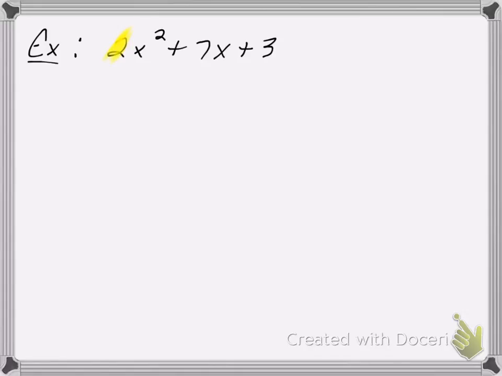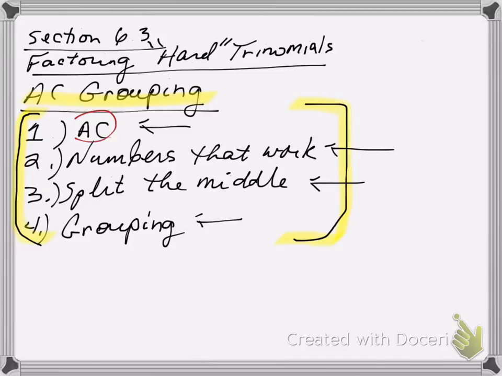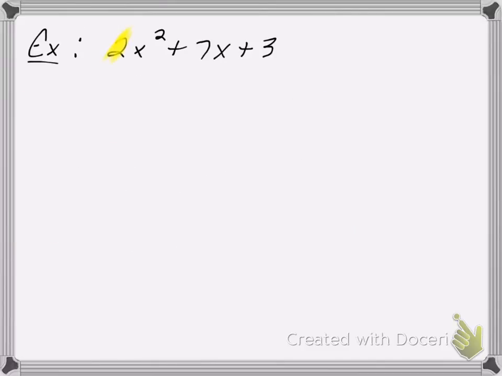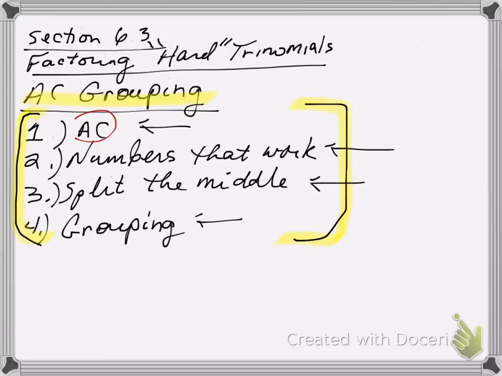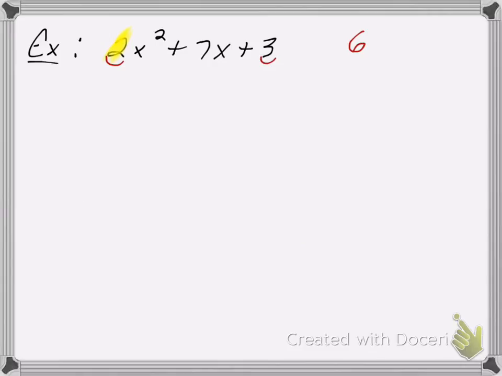Now if you want to look back at the previous slide, AC in this problem would be 2 times 3. AC is the first number times the last number, and that's going to be 6. And I'm just going to write the 6 over here on the side. The second phrase is numbers that work. The numbers that work would be 2 numbers that multiply to 6 and add to 7. And in this case, those numbers would be 6 and 1. 6 times 1 is 6. 6 plus 1 is 7.